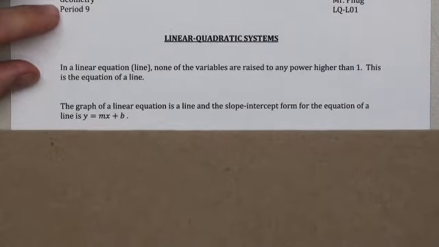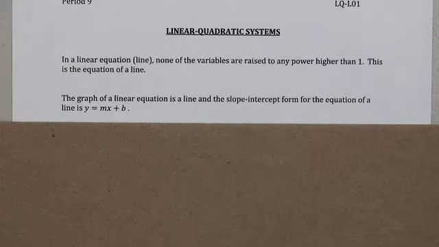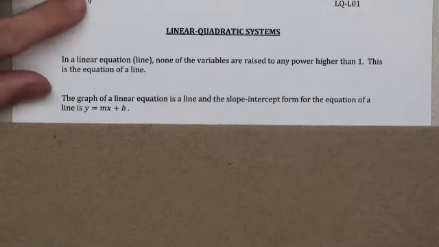Skip a line, and here's our next piece of important information. The graph of a linear equation is a line, and the slope-intercept form for the equation of a line is y equals mx plus b. Remember that y equals mx plus b is the slope-intercept form for the equation of a line.